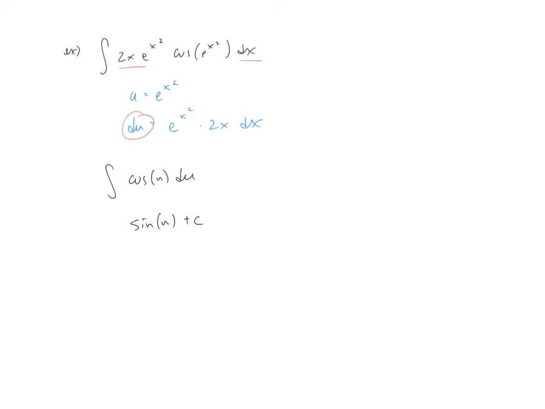Don't forget the plus c, and also don't forget to go back and make sure the answer is in terms of x. So substituting that back in, we come up with sine of e to the x squared plus c. So a pretty direct fit, again more of a review type problem.